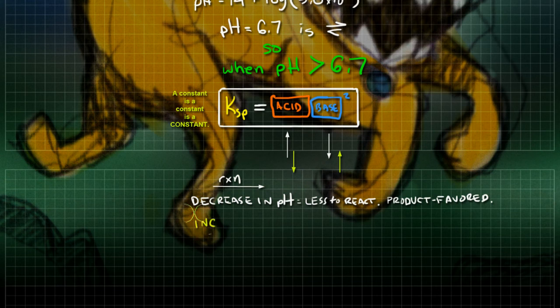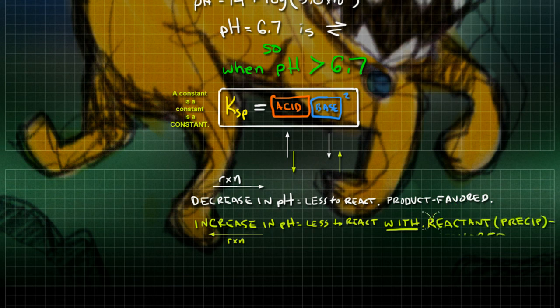An increase in pH would be the reaction moving leftwards towards the solid, the cobalt hydroxide. So we say that the reaction is reactant favored or precipitate favored. It's going to start forming a solid in the solution, and that's all there is to it. That's pH and precipitation. I hope that helps.